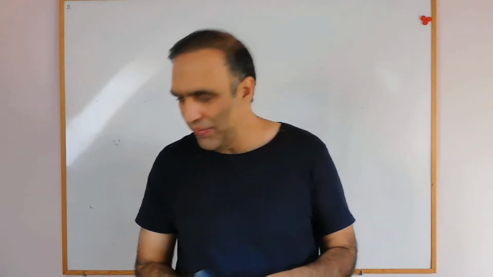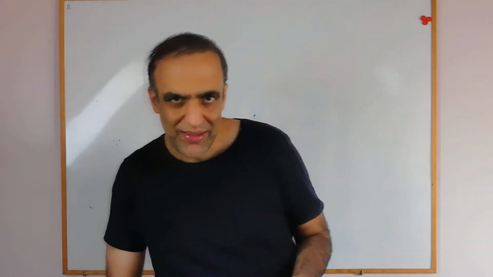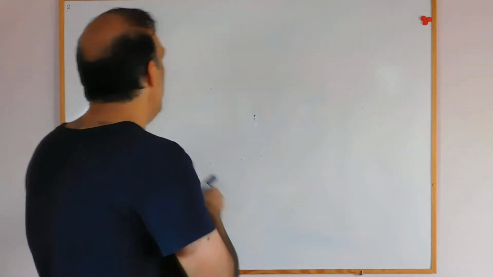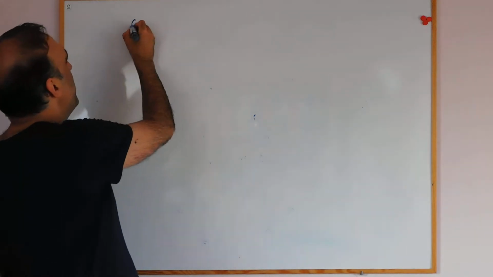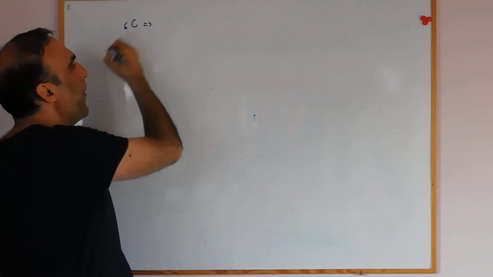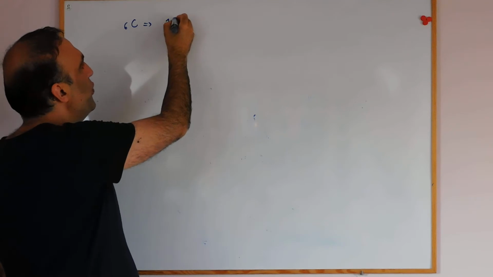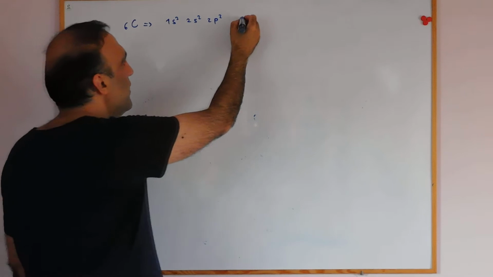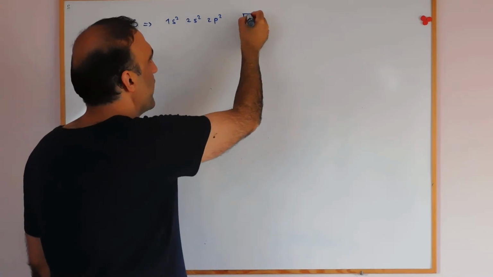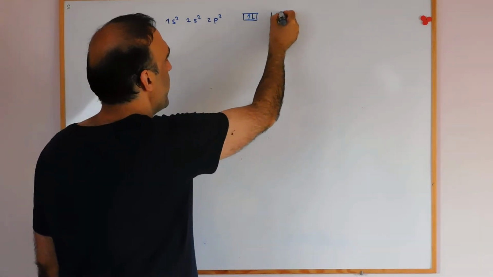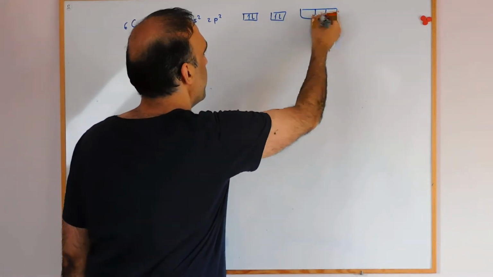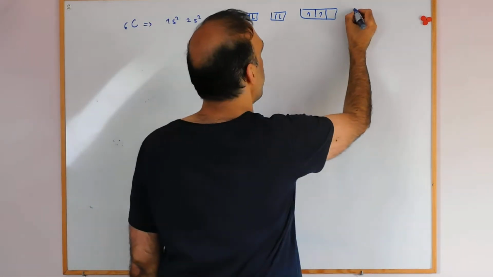Today I want to speak about hybridization and hybridized orbitals. I start with carbon. As you know, the carbon atomic number is 6, and it has 1s2, 2s2, 2p2. It is the ground state. It has 2 electrons in the first, 2 electrons in the second, and 2 electrons in the third. We call it the ground state.